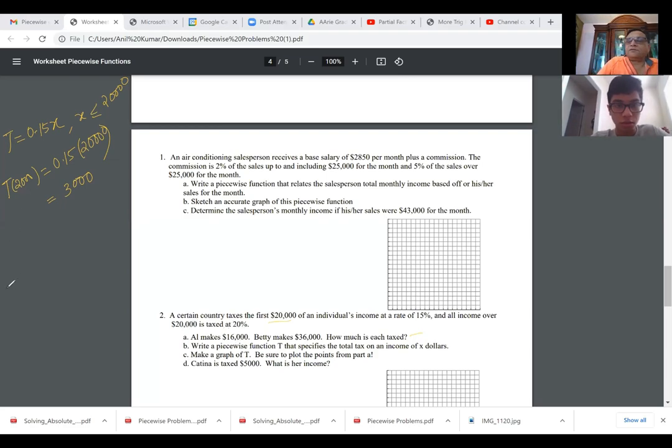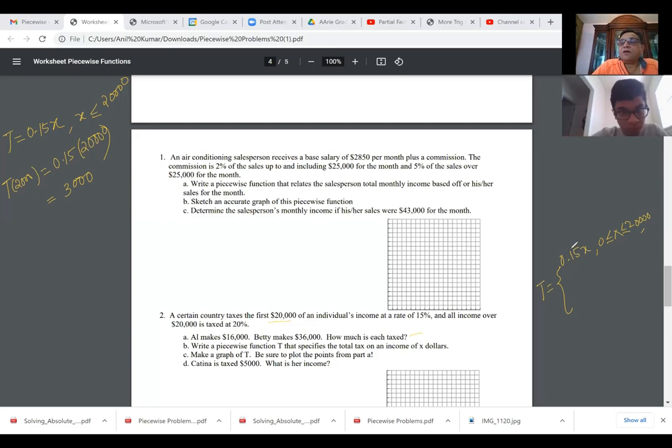So I'll write the tax function here for you. It has two slabs. The first slab is 0.15 of x, where x is between 0 and 20,000, correct? Now you have to pay 3,000 on the first 20,000.